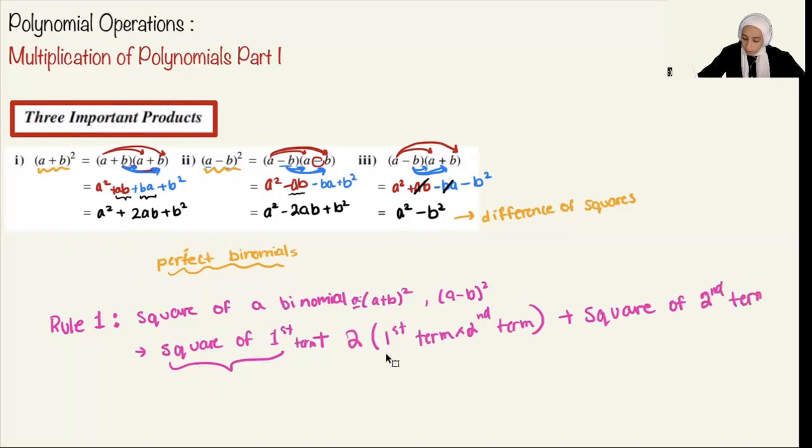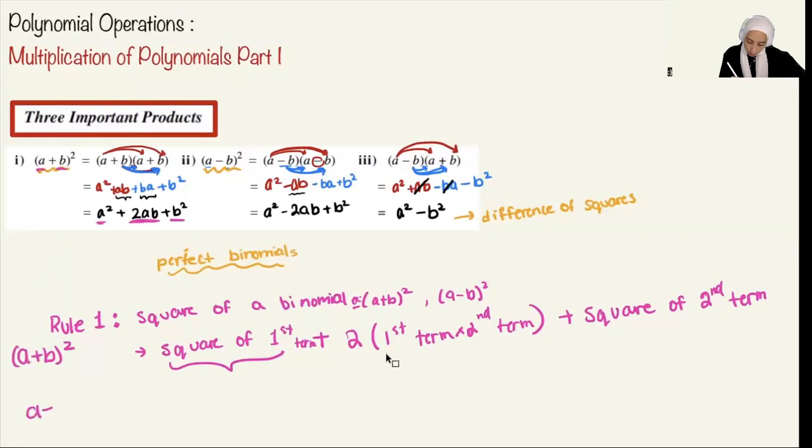So what is going on here? This is when we're doing a plus b squared. I take the square of the first term, so a squared. I add 2 times the first term multiplied by the second term. And then I add the second term squared, okay?